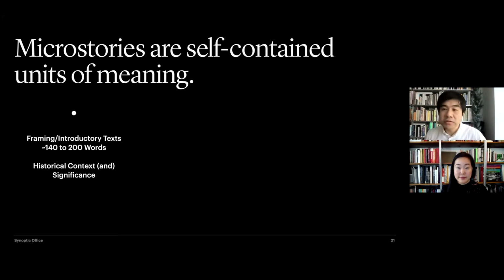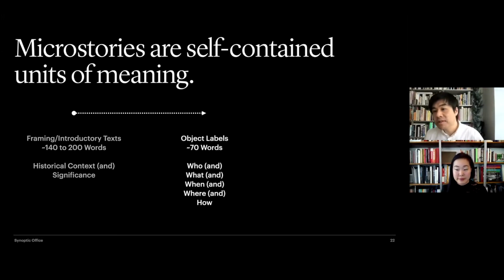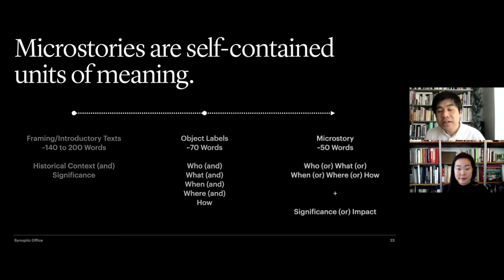So if you were to go to a regular exhibition, you will see that their framing text or the exhibition wall text usually runs around 200 words in the introduction. And they usually talk about the historical significance or the context or even the importance of the exhibition itself. When you get to the cultural work itself, the object labels typically range at around 70 words. And they might talk about the who, the what, the when, the where, and the how, the 5 W's. But in our understanding of microstories, we're really looking at something a little bit smaller, at around 50 words.